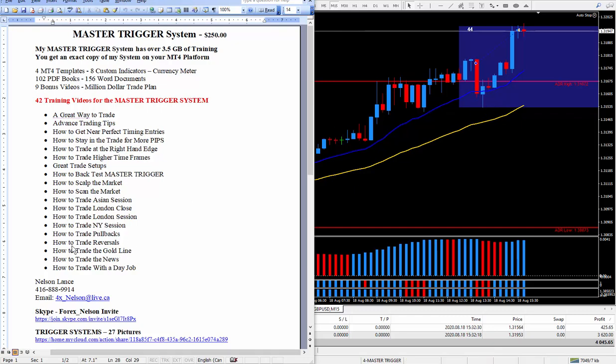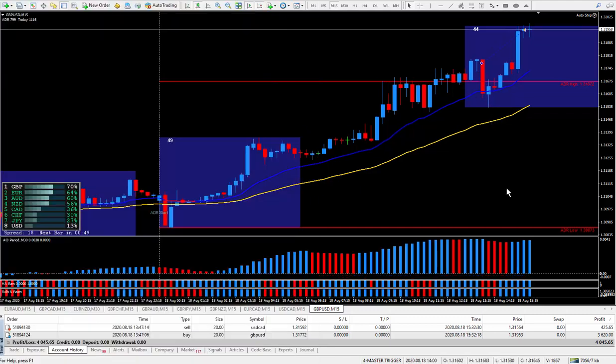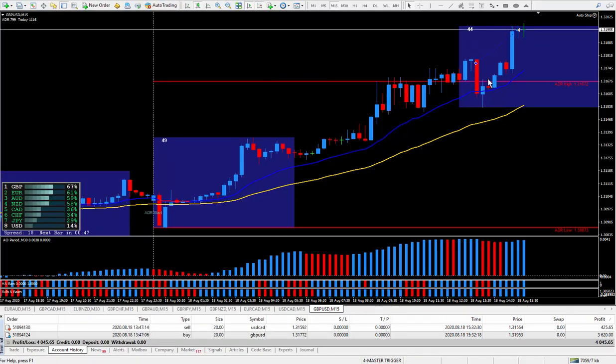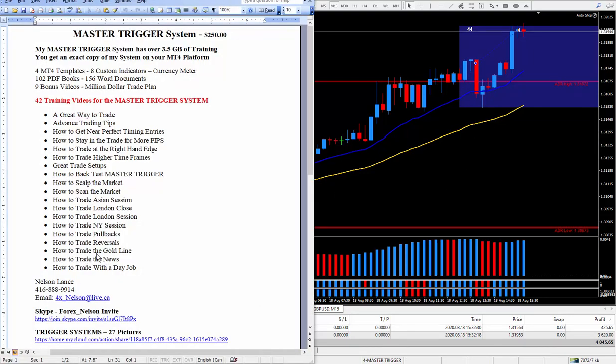Also teach how to trade reversals. Now if it breaks the goal line and keeps going down, then that is what I call a complete reversal. Also teach how to trade around the goal line in this little area right in here. Never did come back to the goal line, but price sometime today before the New York session closes it will come back and hit the goal line. And I teach how to trade that.